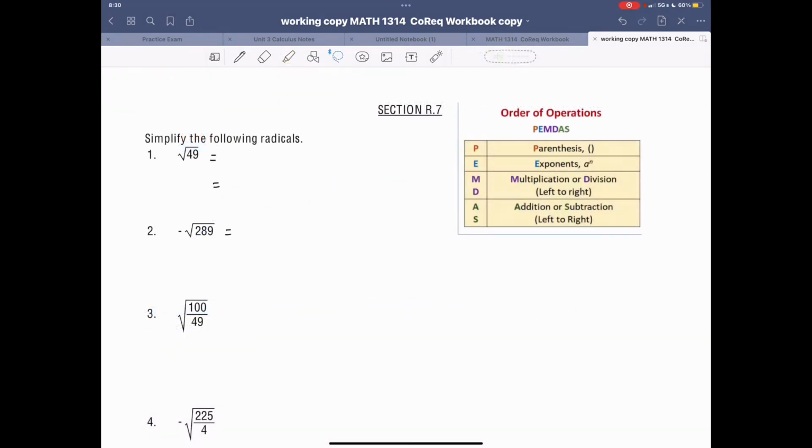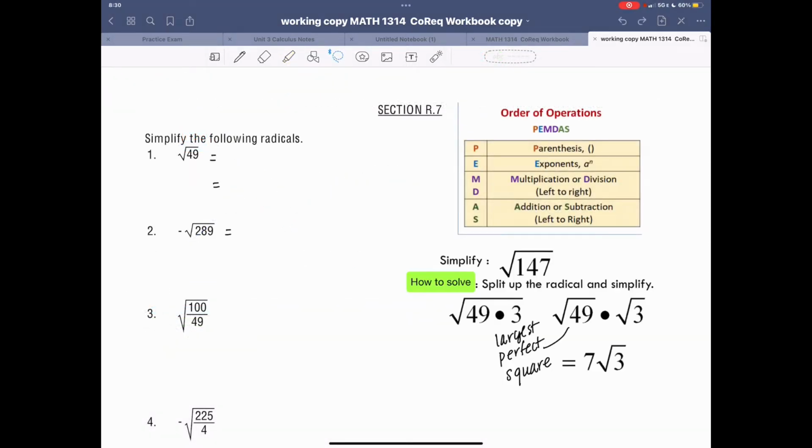Section R7, we want to remember PEMDAS. So the first thing we want to do is learn how to simplify one of these radicals. So what you do is you're going to split up the radical, and you're looking for the largest perfect square. And then you're going to simplify what you can take the square root of, which in this case it's only the 49. And then because you can't take the square root of 3, we're just going to leave it underneath the symbol. So then when you take the square root of 49, you get 7, and then you just bring down the 3. So it's 7 times the square root of 3.